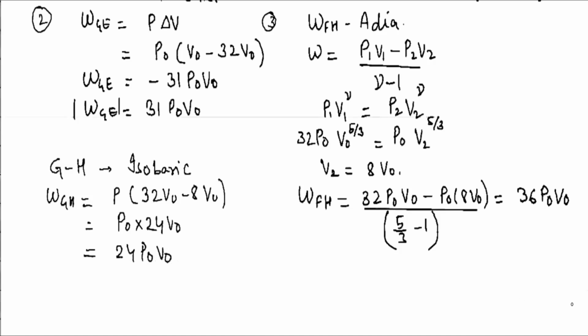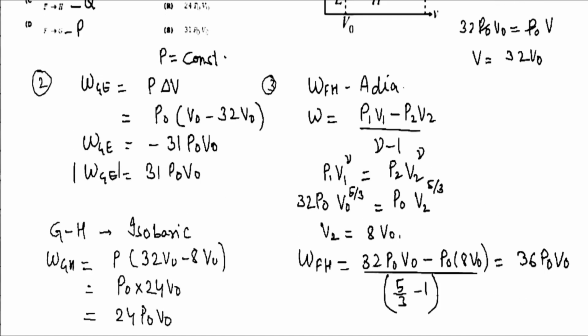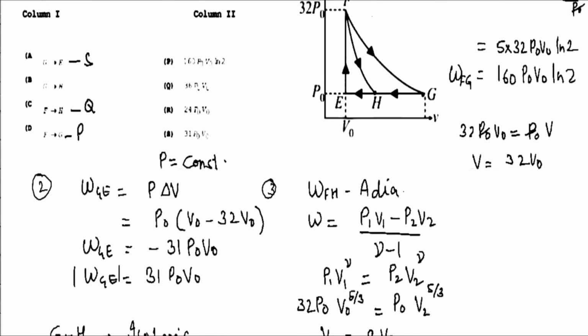So this is the final answer that we had to get. We have found out that the work done in the process G to H is 24 P naught V naught. This is R. So this is the correct option.